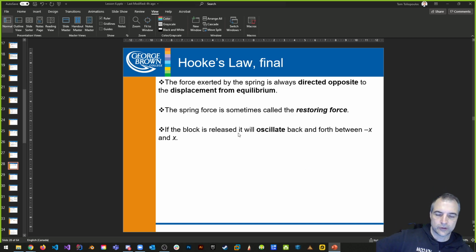If the block is released, it will oscillate back and forth between negative x and x until it finds rest at the equilibrium point at some point. It also depends on whether the block is resting on a frictionless surface. If the block is on a surface that has friction, it will take longer to find its equilibrium.